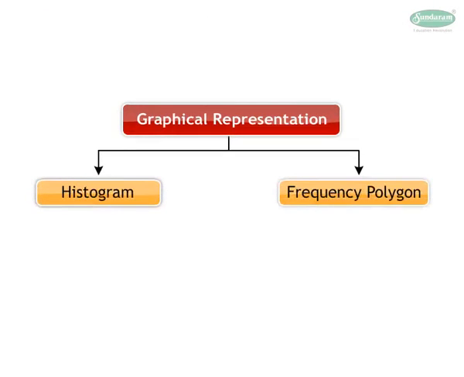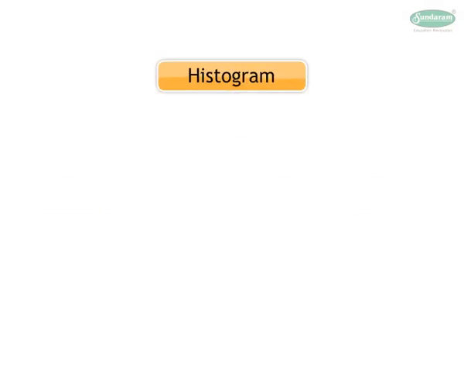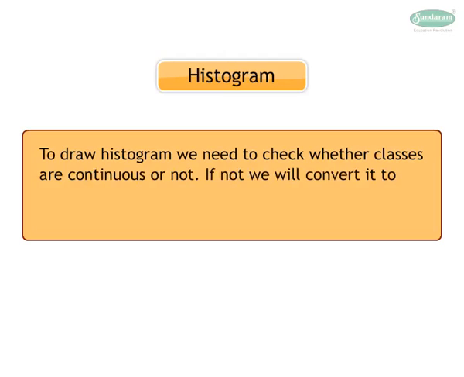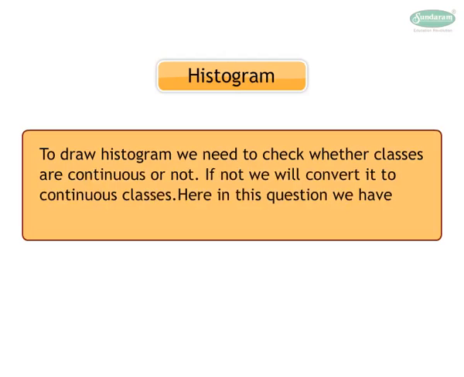Now students, let us begin with graphical representation. Graphical frequency distribution can be represented by a histogram and frequency polygon. Let us learn histogram first. To draw histogram, we need to check whether classes are continuous or not. If not, we will convert it to continuous classes. Here in this question, we have continuous classes.